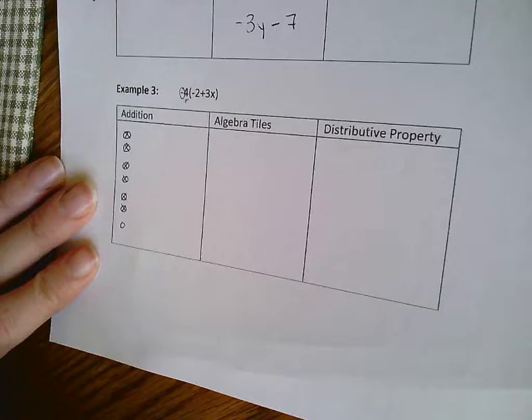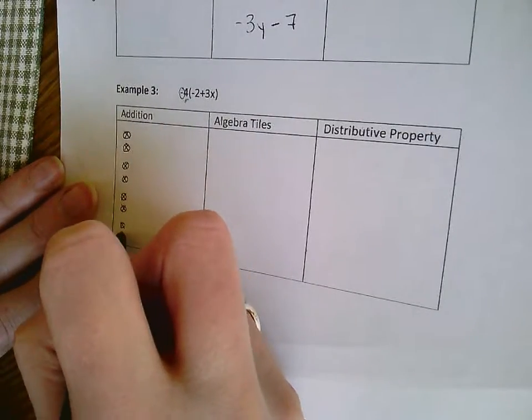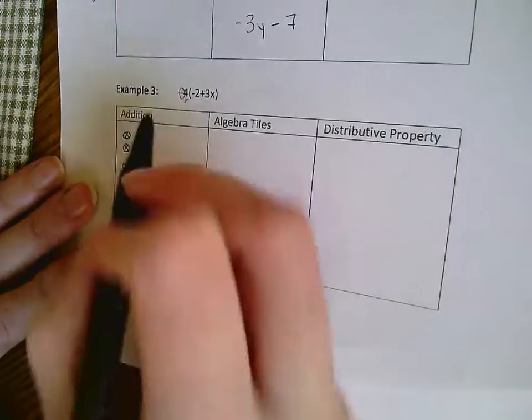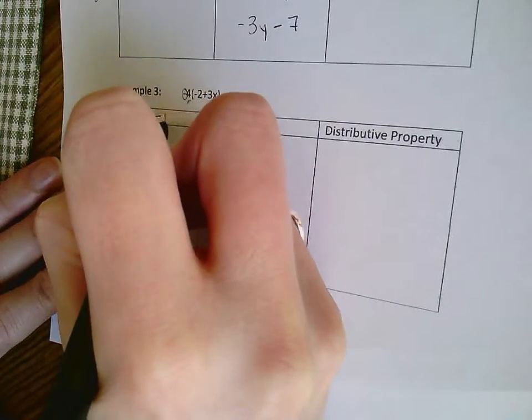Oh, I'm doing the wrong one. Well, we're going to do algebra tiles over here, and then we'll switch to addition on the other side. Sorry about that, guys. 1, 2, 3, 4. So just algebra tiles.